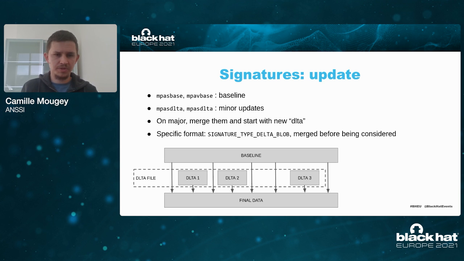Another interesting thing is our signature updates. Because the VDM file is very big, next to the baseline file you also have minor updates in a delta form. The delta VDM just contains delta blobs, which are actually merged during the parsing. So the process is quite simple. The final data to parse is made of parts from the baseline and parts from the delta blob. It merges them, and then it will parse the final data to load the databases, to fill the databases.